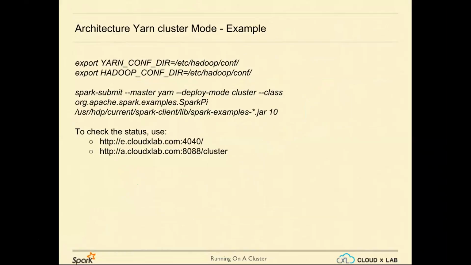So we could export these two environment variables, and then we can run in the deployment mode called cluster. If you want to run a program in the cluster, we could call it like this, and the rest of the things remain the same. By default, it runs in the client mode. If you want to run inside the cluster, you just need to specify this particular line.